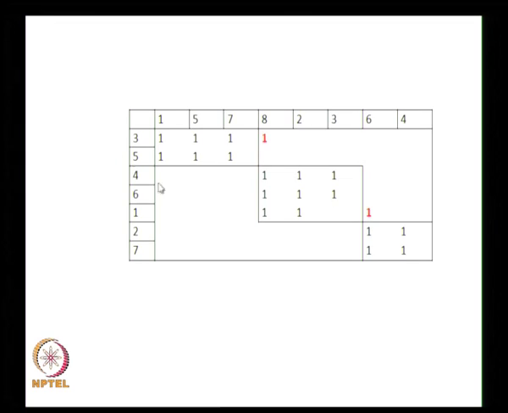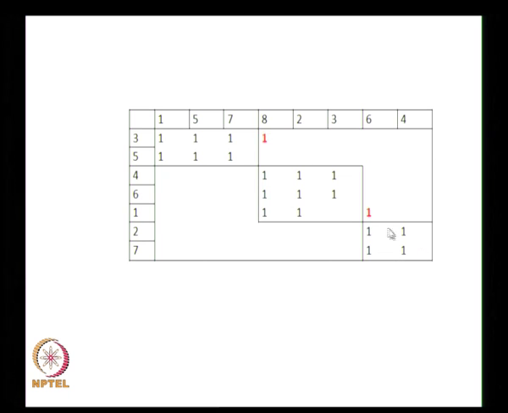Now from this we can identify 3 groups, where machines 3 and 5 will form one group, with parts 1, 5 and 7. Machines 4, 6 and 1 will form another cell which will make parts 8, 2 and 3, and machines 2 and 7 will form the third cell which will make parts 6 and 4.